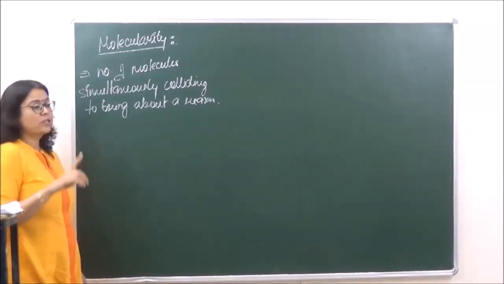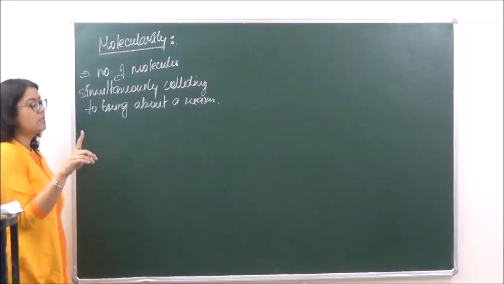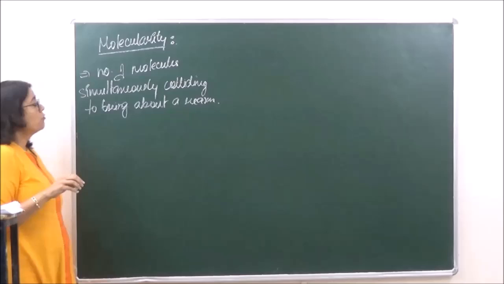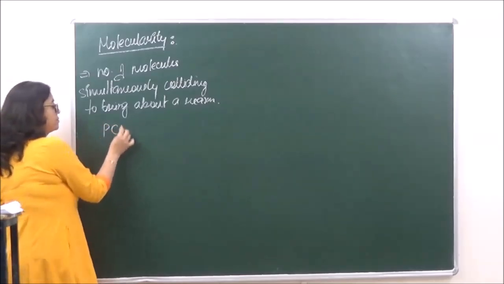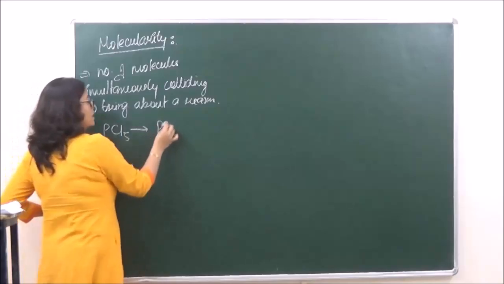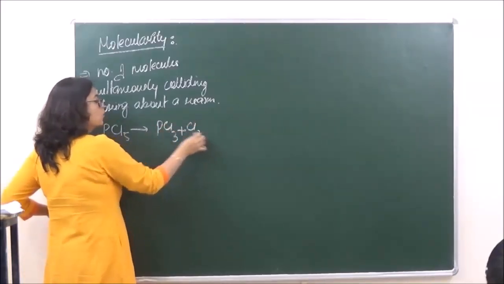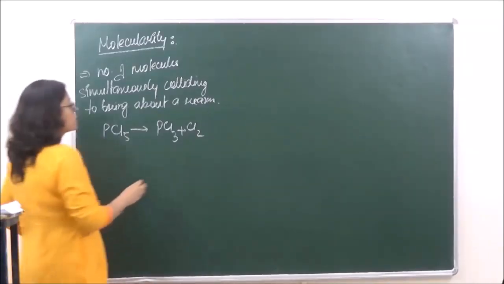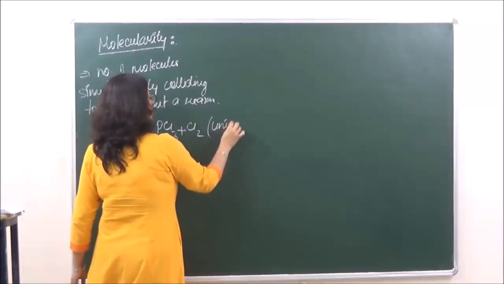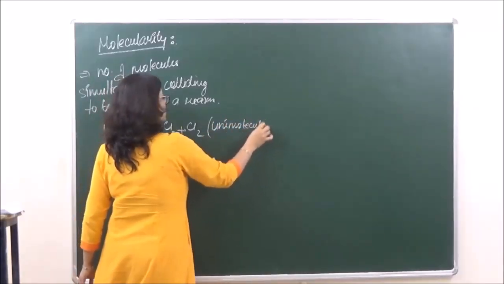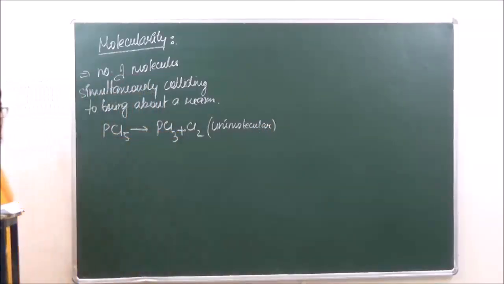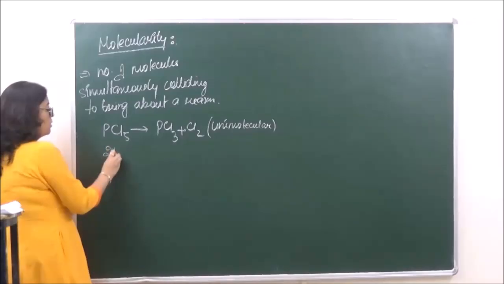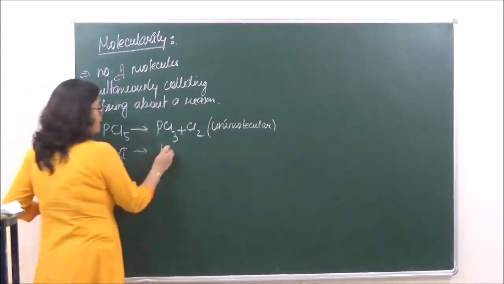Right? So all the molecules which collide simultaneously in a reaction, that is known as molecularity. Now, provided this reaction is taking place in one step, this is very, very important. Okay? So, for example, if we take PCl5 dissociating into PCl3 plus Cl2, now over here, this has only one molecule. Okay? Then such reactions are said to be unimolecular in nature. Then after that, let's take another reaction. Dissociation of hydrogen iodide.